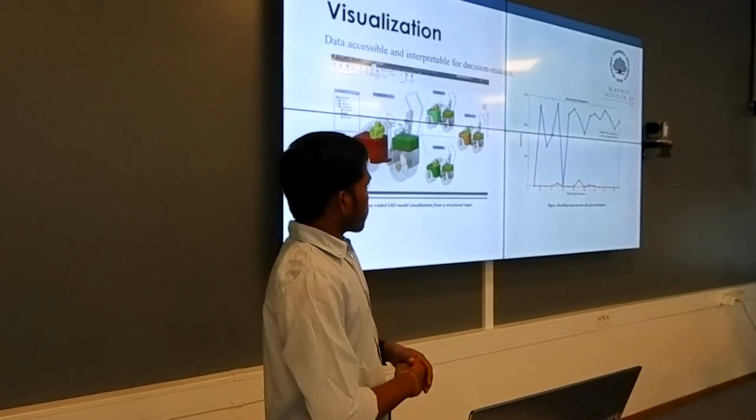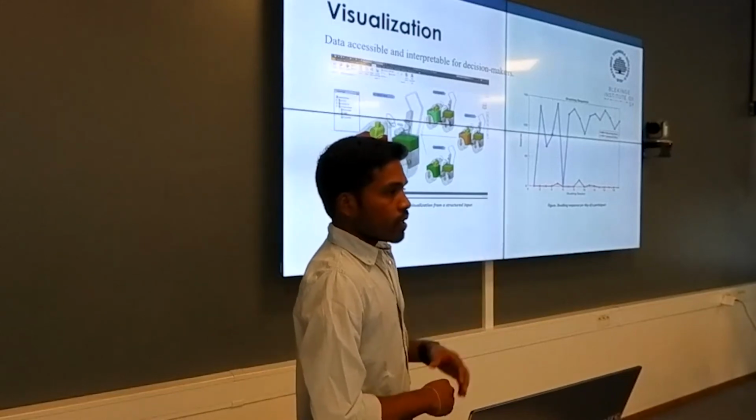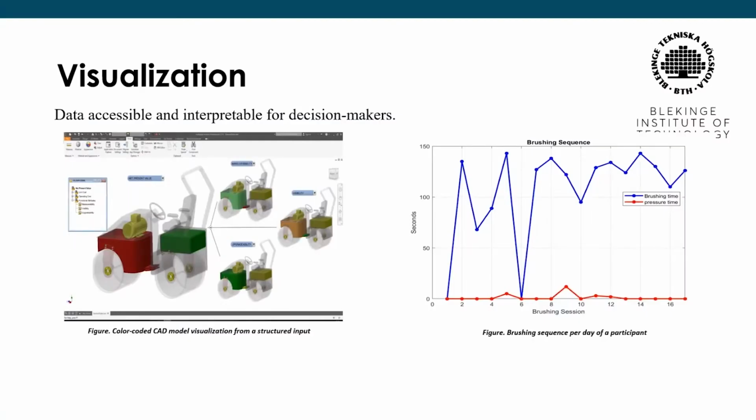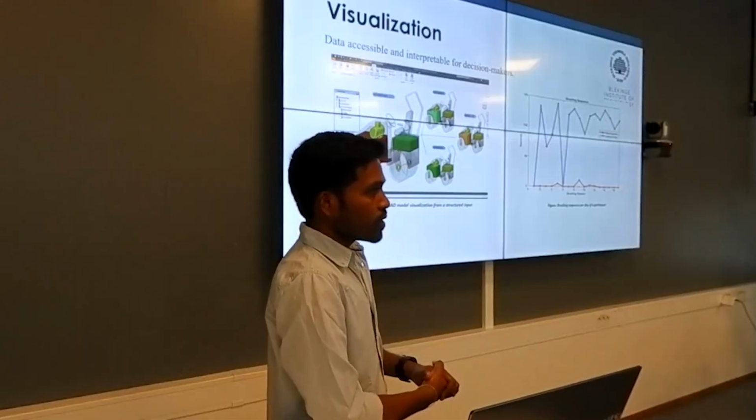Once we have this, it is important to communicate with the teams. So we use visualization techniques, for example, a CAD model, where you can see the positive and negative impacts of the design choices, and bar graphs. By having visualization, it makes the data accessible and interpretable for the decision makers.